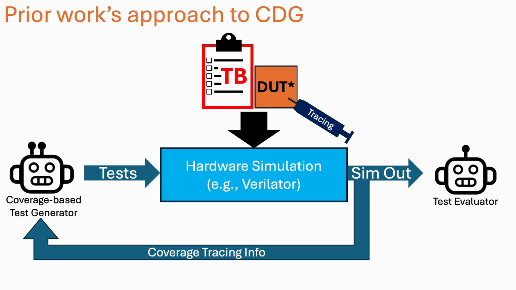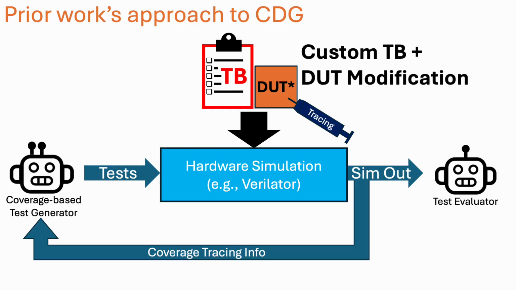But using hardware simulation, now you can complete this full feedback loop where you have a coverage-based test generator, which might not be as smart as a traditional software one just because of the restrictions of hardware. And then you run the simulator on the test bench, and from the simulation output, you are able to feed some coverage info back into the test generator and iterate that way.